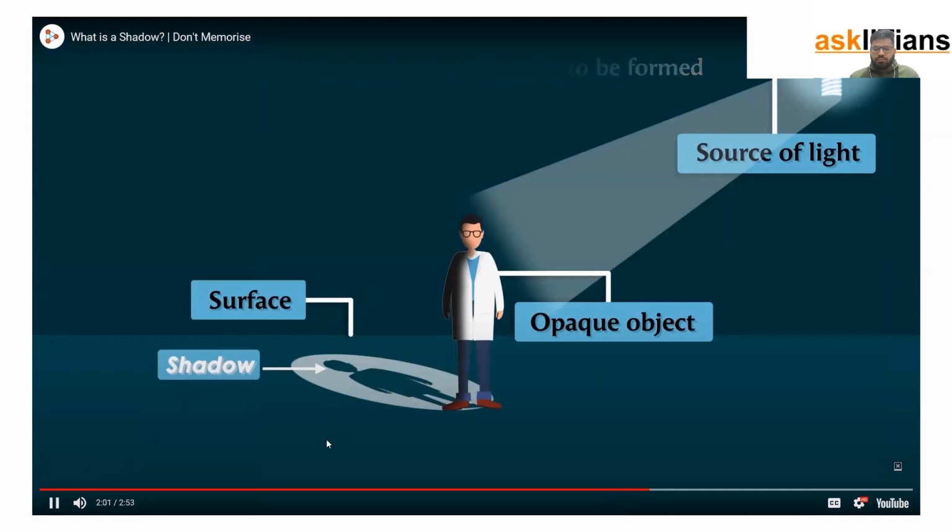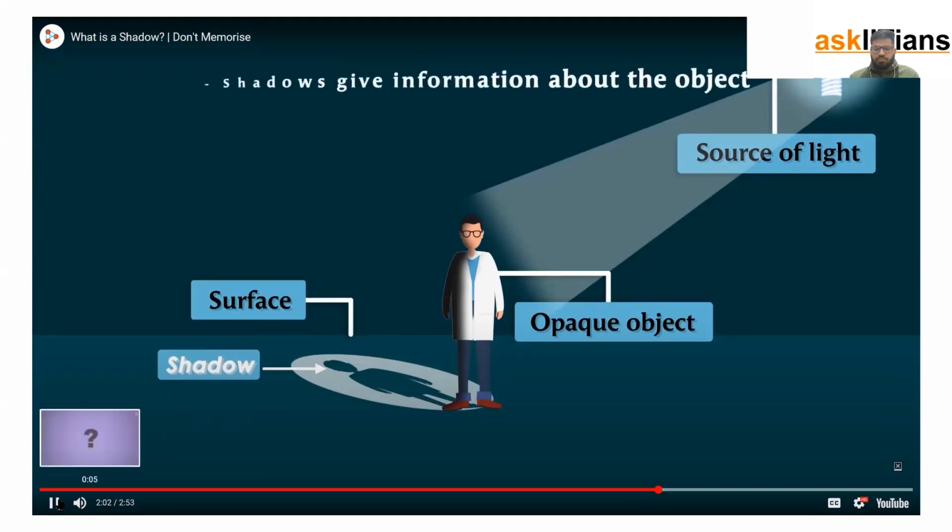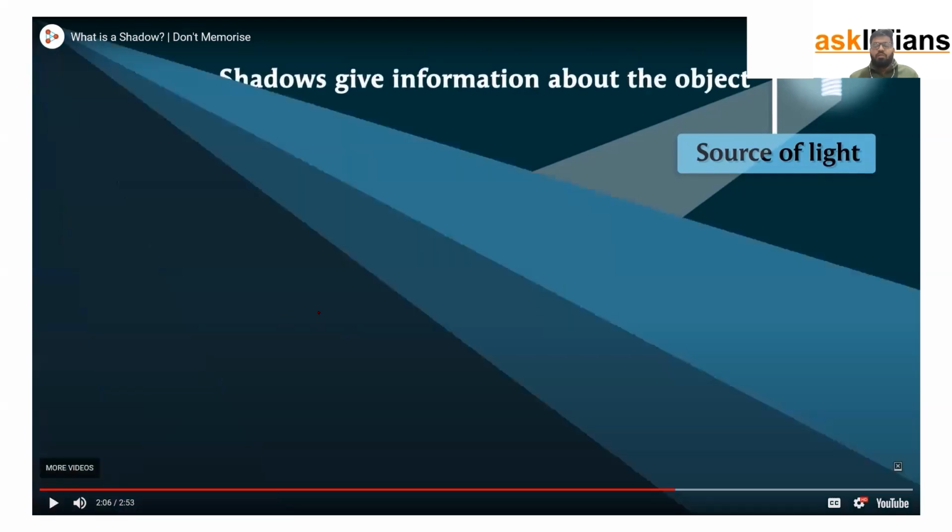What's so special about shadows? Shadows also give us some information about the object. So now we are moving on to the characteristics of shadows, that is, what shadows will do. The first characteristic of shadows is that shadows give us information about the object. I already told you that whatever will be the shape of the object, the same or nearly the same shape will be observed in the shadow of that person also.